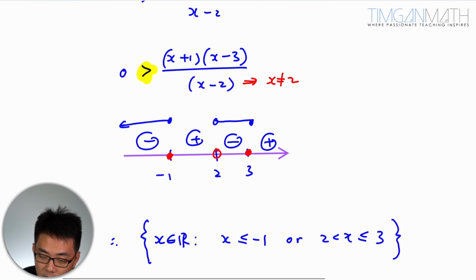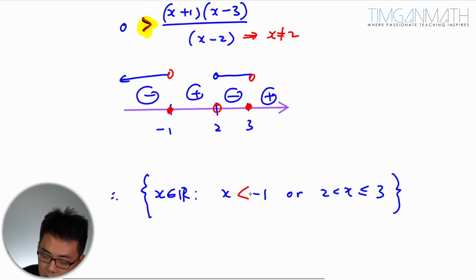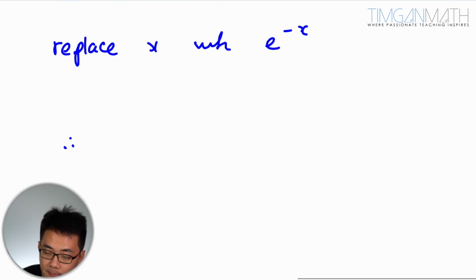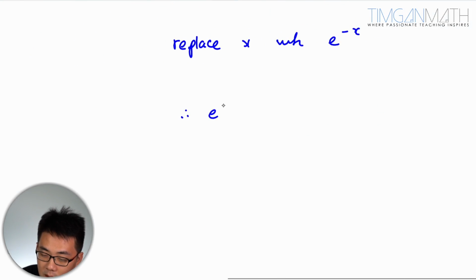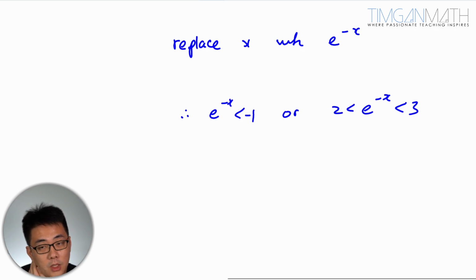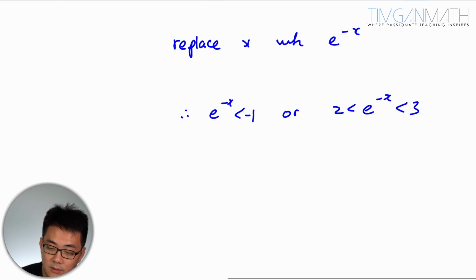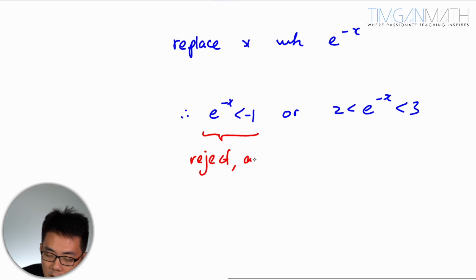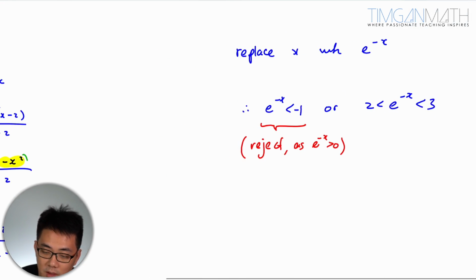Oh, the first part I did wrongly. Goodness, we do not want the equal sign there. Okay, great. So you replace it. This will be e to the power minus x at most negative 1, or e to the power minus x between 3 and 2. So what we're going to do is reject the first one, as e to the power minus x is always positive. So this will never happen.